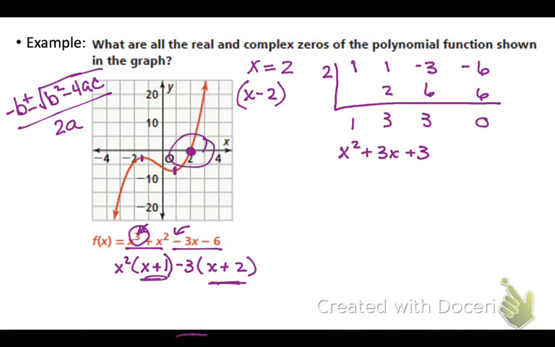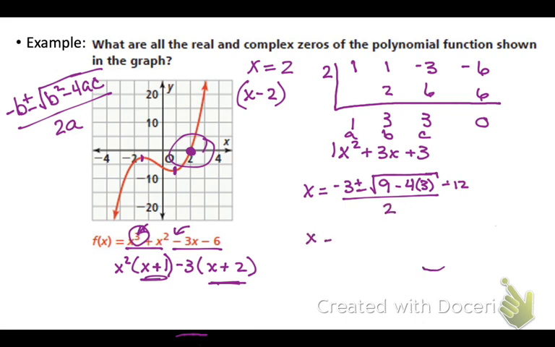Okay, so now we need to use it. What is a? 1. A, B, and what? C. So x equals negative b, so negative 3 plus or minus the square root of 9. Where do we get 9? b squared. Minus 4 times 1 times 3, which is 12. So 9 minus 12, all over 2.